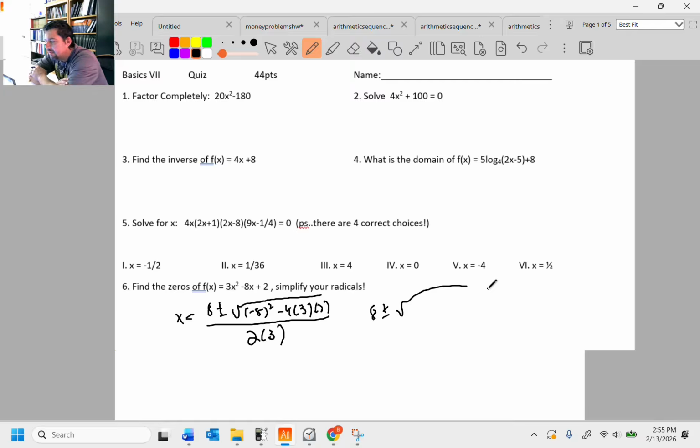If you take a -8 and square it, you get 64. 4 times 3, last I checked, was 12. Times that 2 is 24. It's all sitting pretty over twice 3, which is 6 if you didn't know.